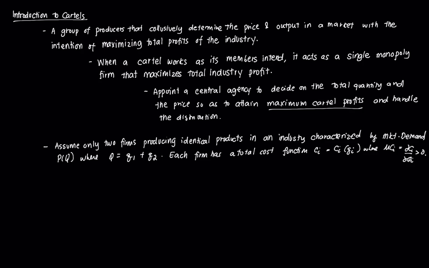So, hi everyone, and welcome to this video on an introduction to the theory of collusive oligopoly, which begins with our concept on cartels. Before we discuss the Bertrand, the Stackelberg, and the Cournot model, these models often assume that the firms didn't really talk with one another. They didn't interact, they often acted independently, one firm being a leader, one firm being a follower, and so on.